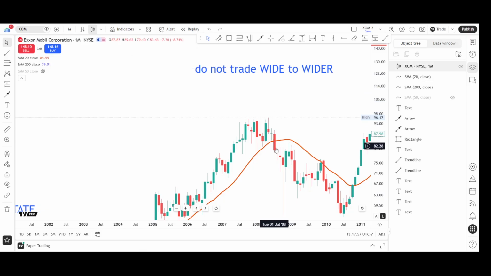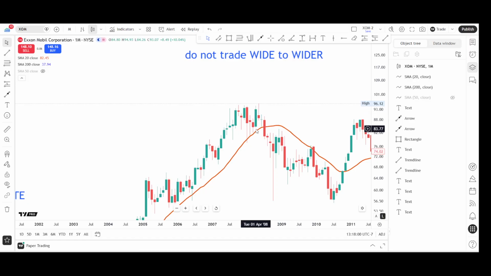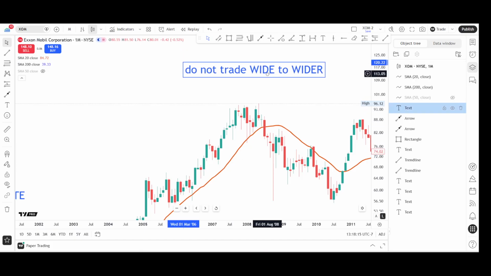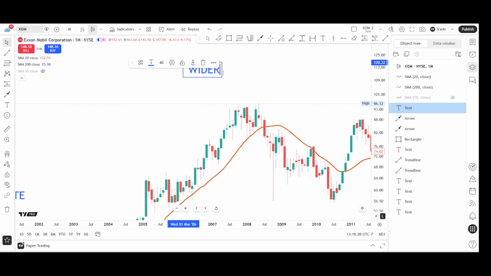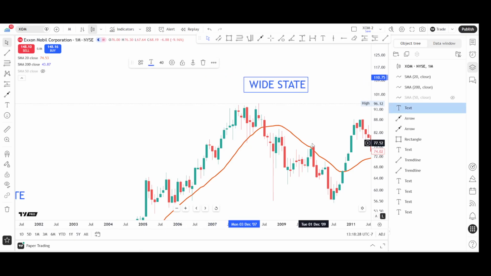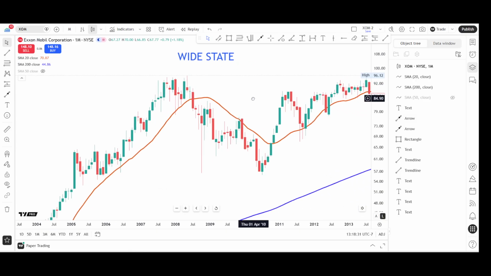Now it's gone flat because the average of the last 20 candles is now being made flat because we've pulled back, right? So obviously you're going to see that, but this is the wide state. When we're in the wide state, we want to make some trading decisions. It is possible to trade from the wide state back to narrow.